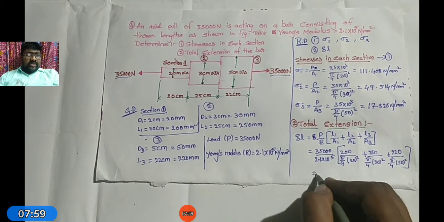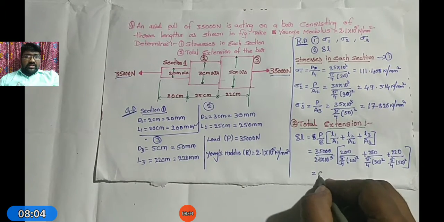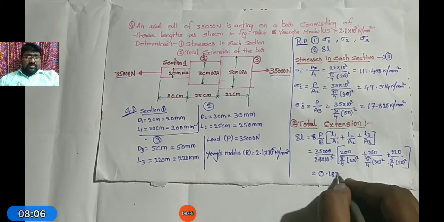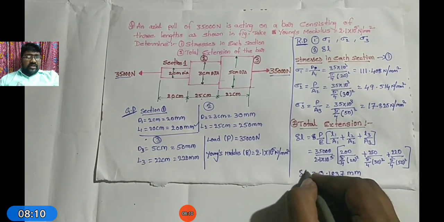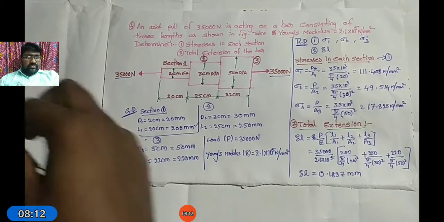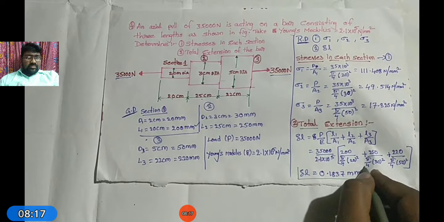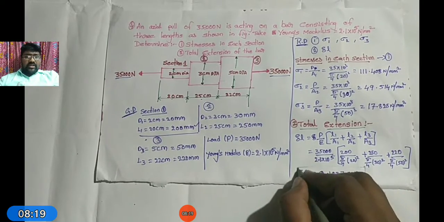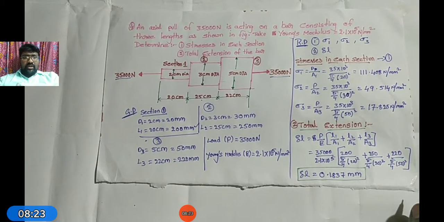By simplifying this equation, we get the total change in length as 0.1837 millimeter. This is the total change in length in the bar. Okay, thank you.